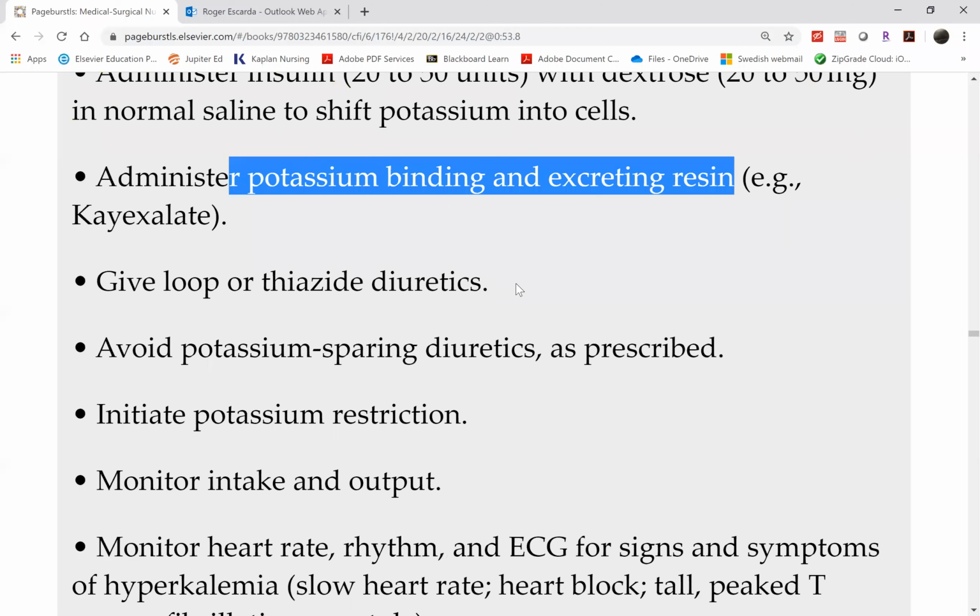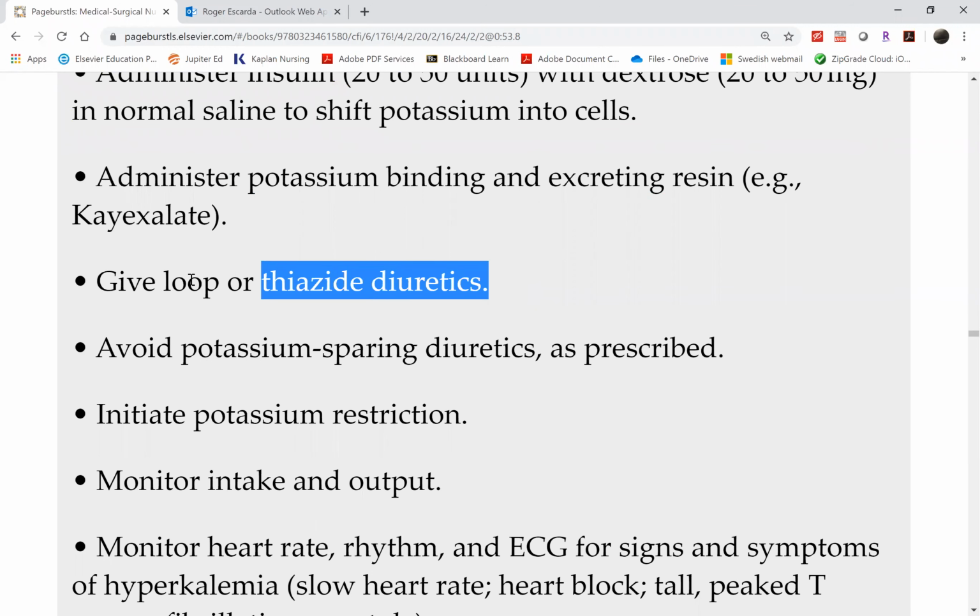This is an option too, loop and thiazide diuretics. However, what else do you lose besides potassium?